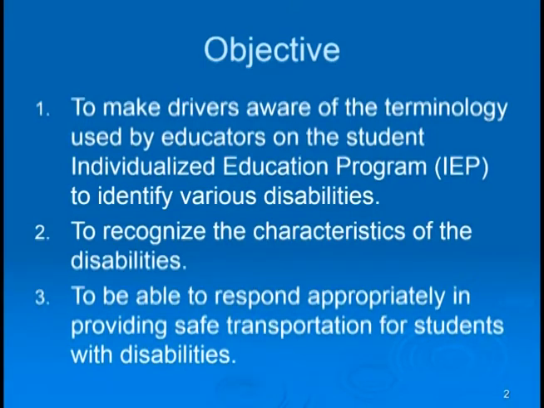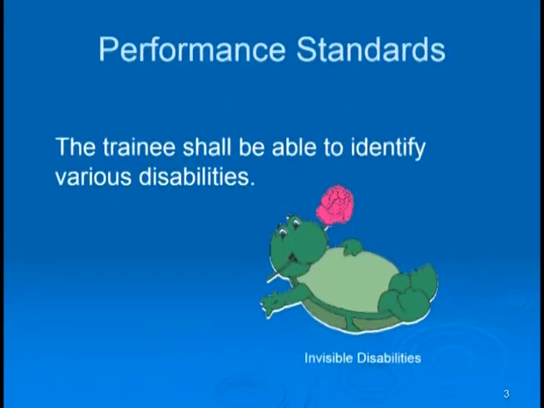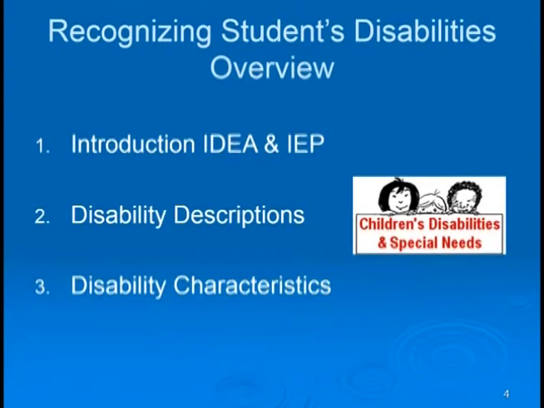The driver should be able to recognize the characteristics of those disabilities, and the driver should be able to respond appropriately in providing safe transportation for students with disabilities. The performance standard is that the trainee shall be able to identify some various disabilities. As an overview in this unit, we will be explaining what IDEA and IEP means, the descriptions of certain disabilities, and the characteristics of the disability.